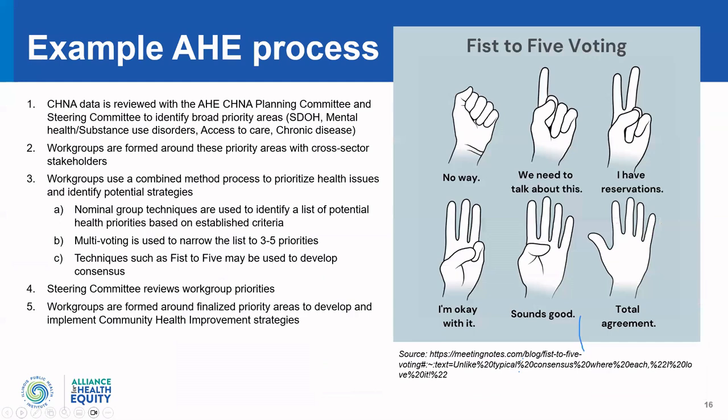All right. And then finally, I won't go through this as an example of how we've done it in the past with the AHE steering committee and groups, but you'll want to try to reach consensus on it. So remember, consensus means not everybody may agree with the exact outcome, but they can live with it. So fist to five voting is a popular one that's used by both us and the health departments. There are other consensus building activities that you can use.